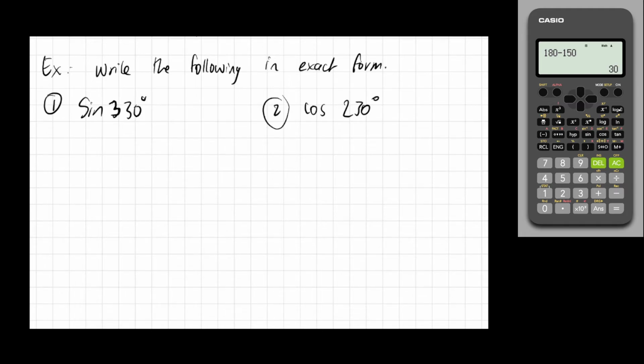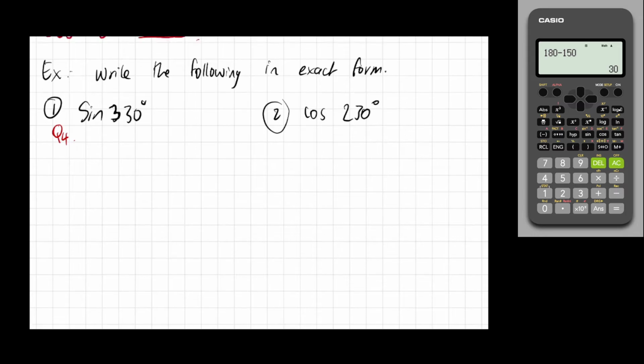So sine of 330 degrees. Now, first things first, work out what quadrant you're in. You're in quadrant number 4. So just put a little Q4 here. Okay, we're in quadrant 4.